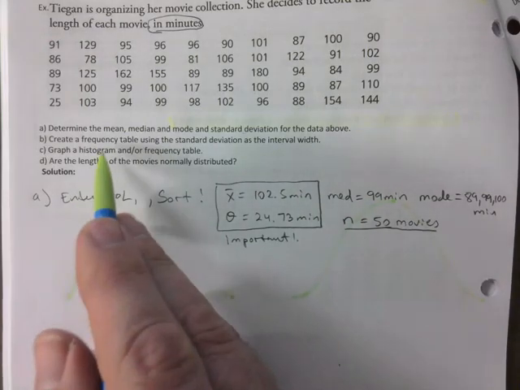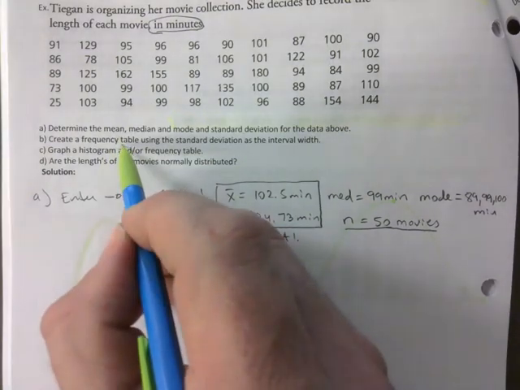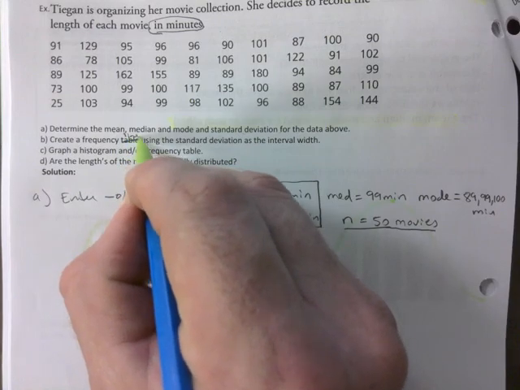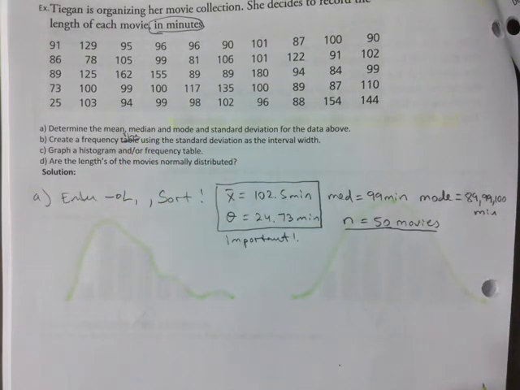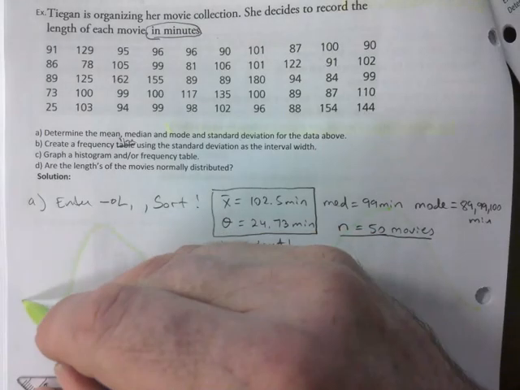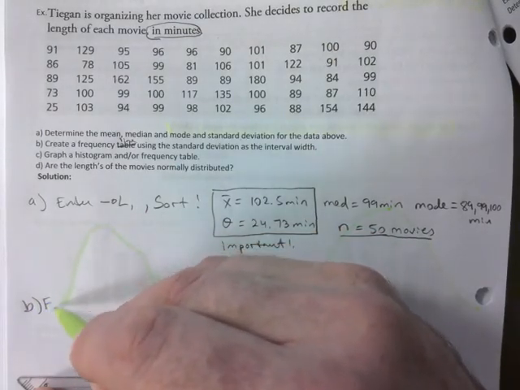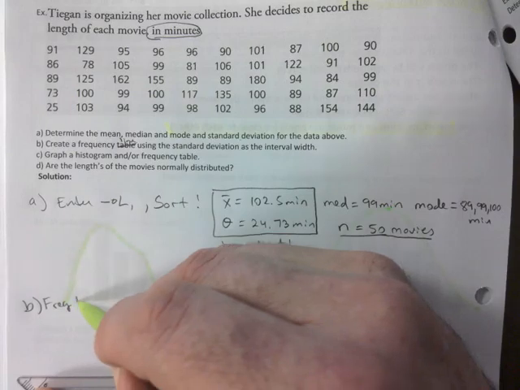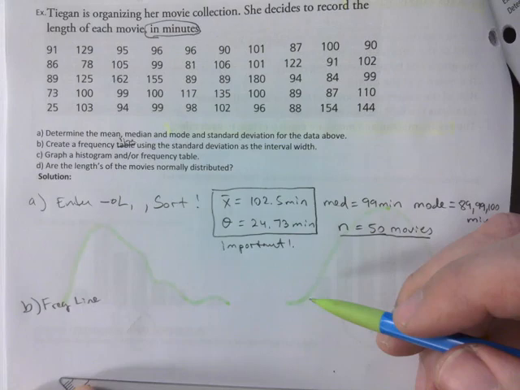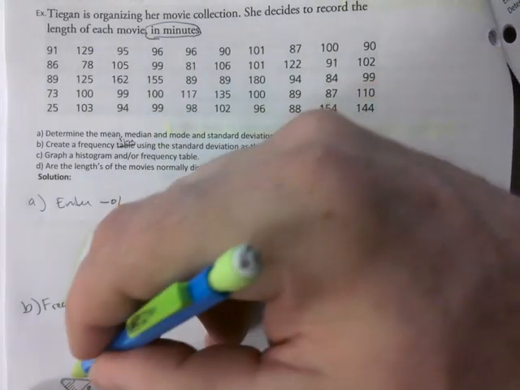B, create a frequency table. You can cross that out. I don't want you to make a table, just a line. I used to do a frequency table and it was a lot of work. So we're going to do this. For B, frequency line. Use this when trying to show whether or not data is normally distributed. You just make a straight line.